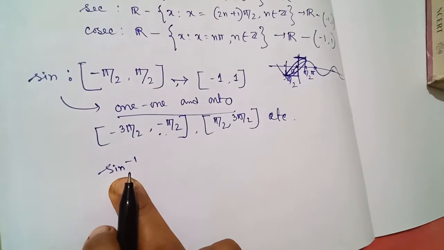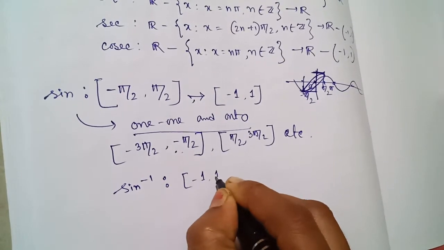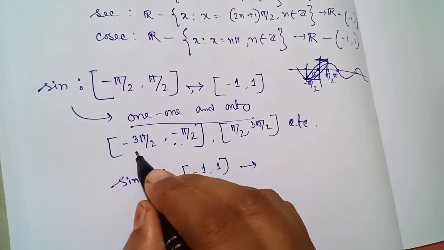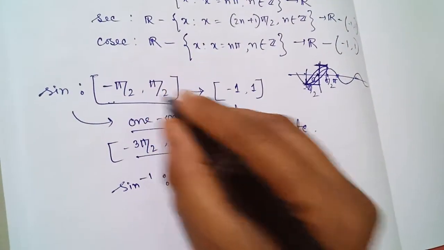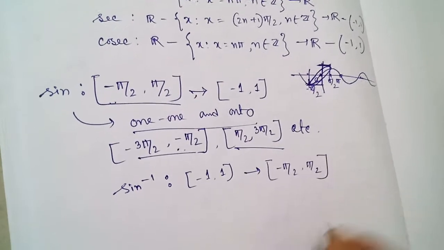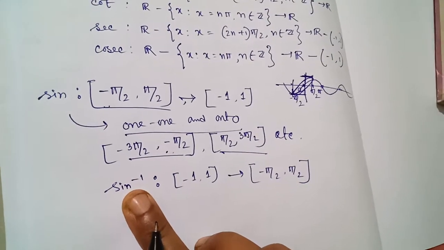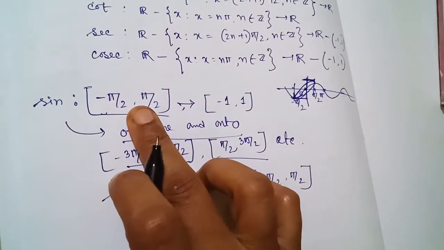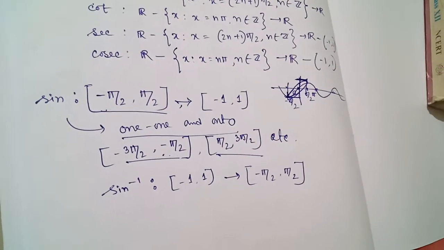That means sine inverse exists, and the domain of sine inverse will be [-1, 1], and the range can be any interval, either this or this or this. I am taking this one, [-pi by 2, pi by 2]. Now, sine inverse will have many value branches. This one, this one, this one, all are the branches. These are called the value branches.